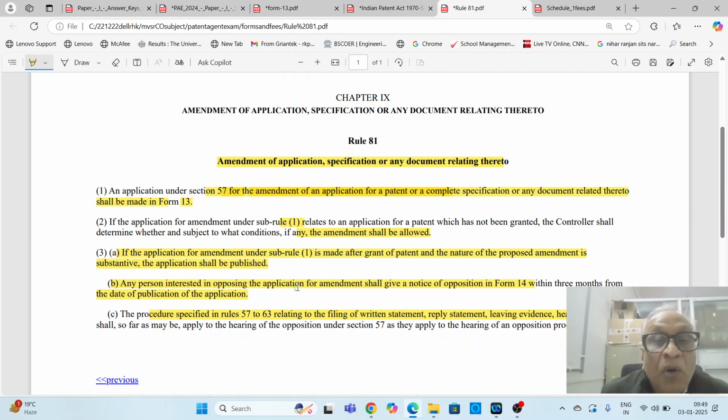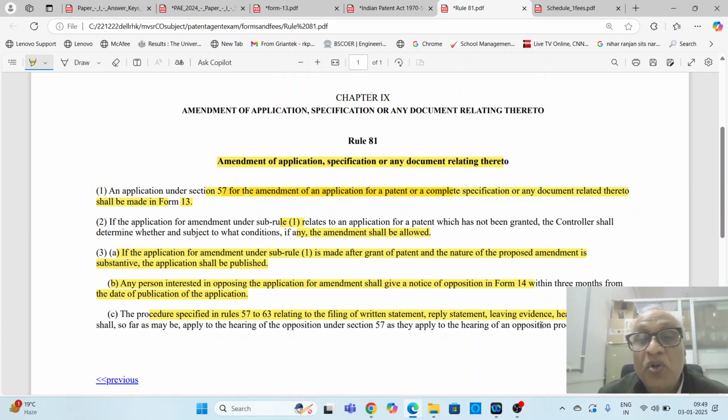So somebody wants to oppose, he can oppose this amendment also by giving a notice of opposition. That notice of opposition can be given in form 14 within 3 months from the date of the publication of the application. Okay. The procedures are specified in rule 57 to 63 related to filing of written statements, reply statement, leading evidence, hearings, costs, and so on and so forth.